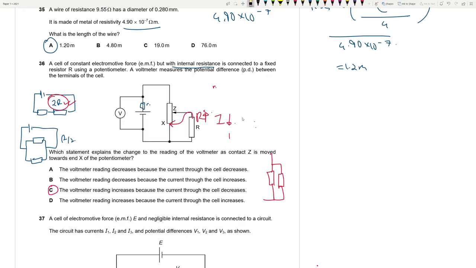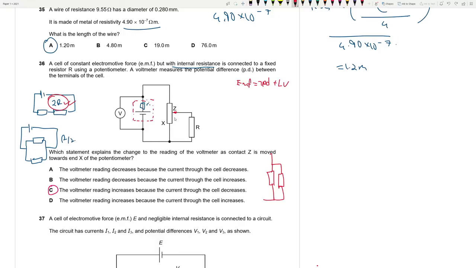Okay, come on. Let's try to understand this. So, the contact point, right? The contact Z is at this point at the moment. The cell has an internal resistor. How do you decrease loss volts? Actually, remember that EMF is equal to terminal PD plus the loss volts. So let's look at the logic actually.